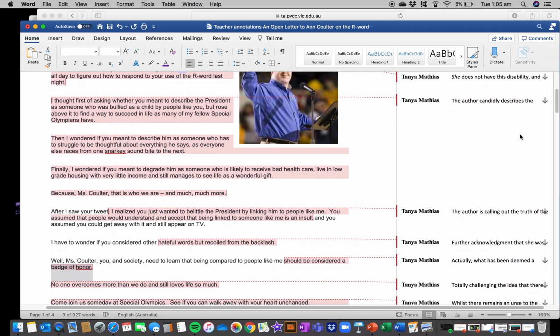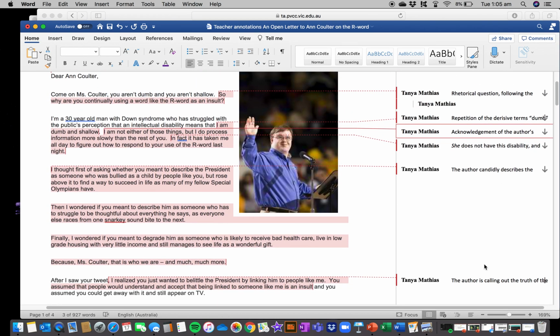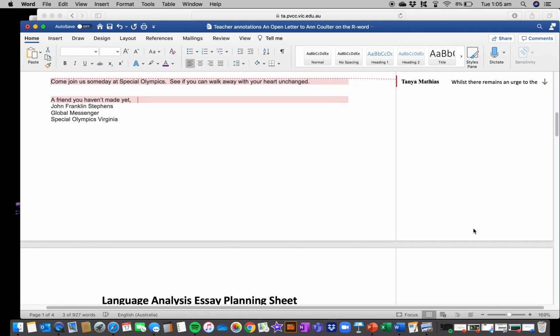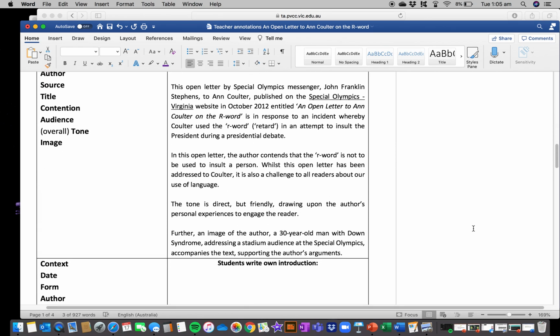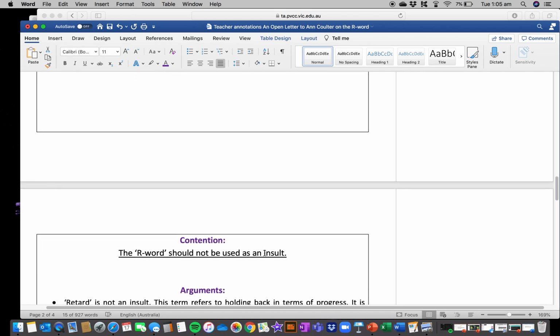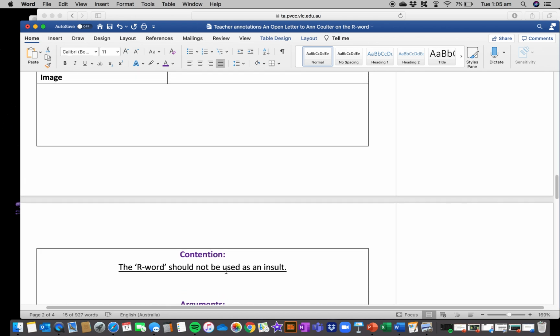And this is something we will refer back to in our body paragraph. This is evidence. But what I haven't yet done with you is broken down 3 arguments. I think it was pretty clear from the introduction, when we wrote that together, that we identified that the contention is that the R word is not to be used to insult a person. Okay, I think that was a pretty clear contention, but we haven't yet broken it down into arguments.